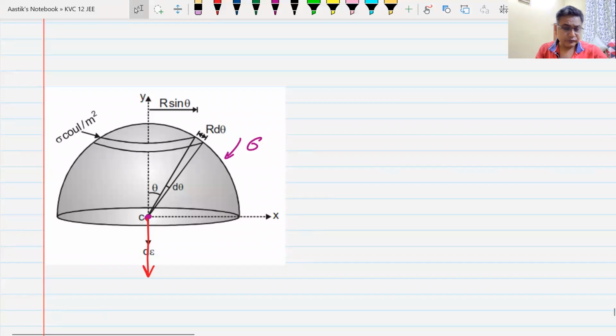This is a hemispherical shell, half shell. The electric field due to half shell will go in this direction. Just remember the formula. The formula for this is sigma by 4 epsilon naught. It is the electric field at the center of this half shell. Remember this and don't forget this.